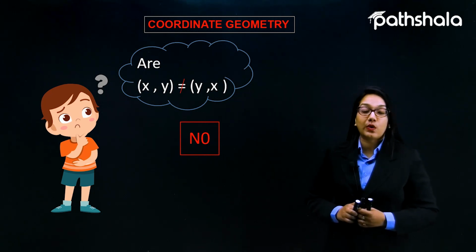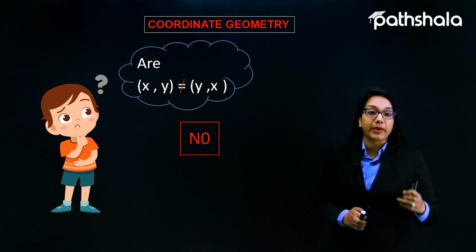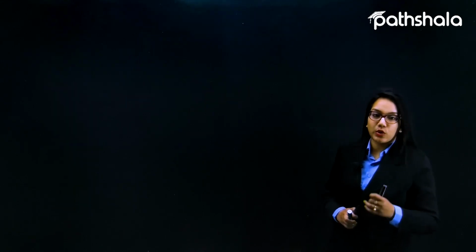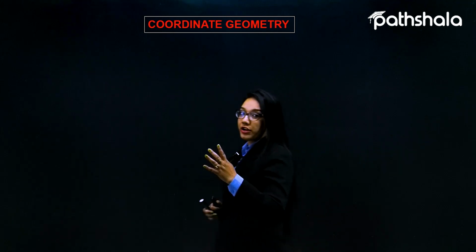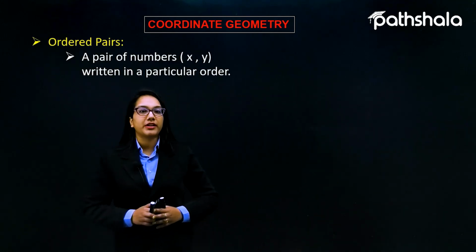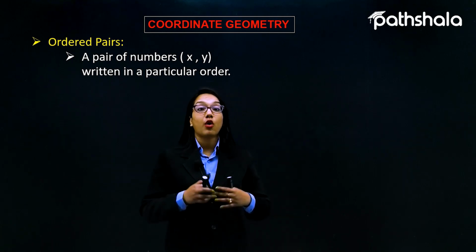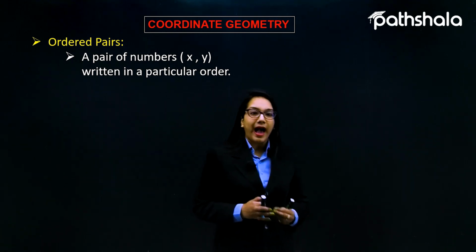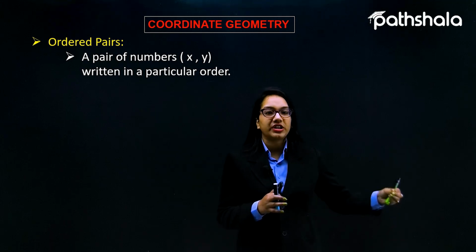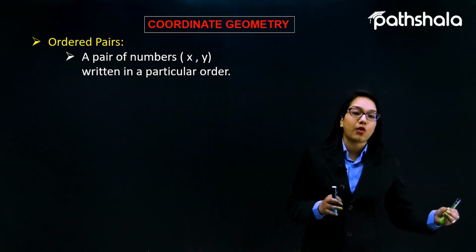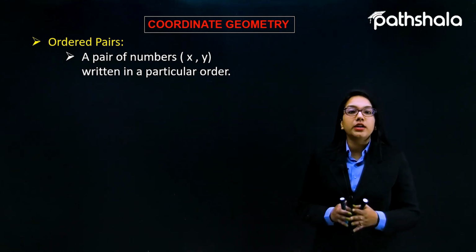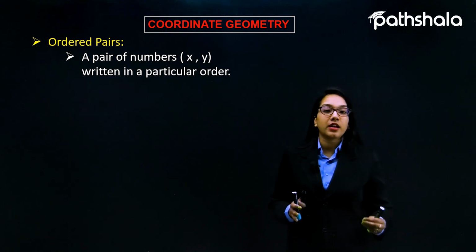which are called ordered pairs. So let's talk about ordered pairs in coordinate geometry. What are ordered pairs? A pair of numbers (x, y) which is written in a particular order. Whenever we have (x, y) written in a particular order, they are nothing but ordered pairs.